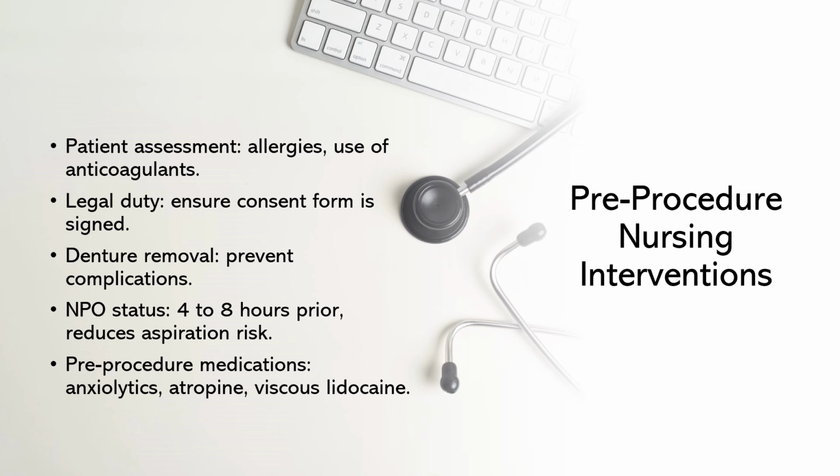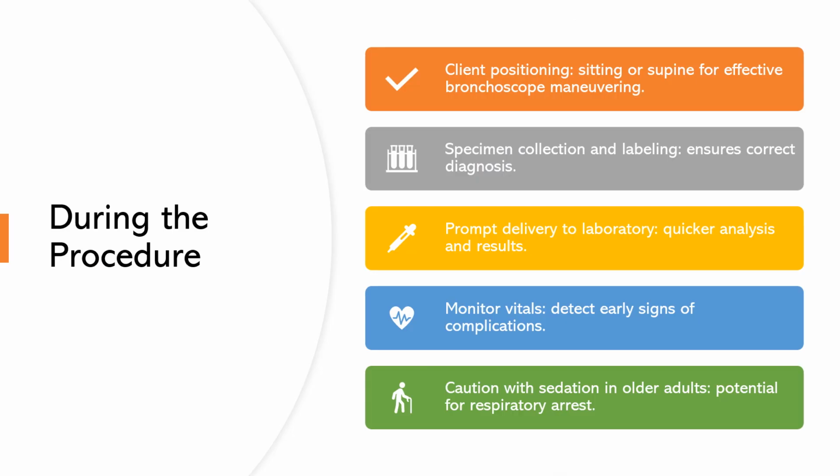This reduces the risk of aspiration when the cough reflex is blocked by anesthesia. And last but not least, let's talk about pre-procedure medications. Anxiolytics can help the client relax. Atropine may be used to decrease secretions. Viscous lidocaine or local anesthetic throat spray can numb the throat, and this reduces discomfort during the procedure. So these are the steps you'll need to take to make sure your patients are ready for their bronchoscopy.